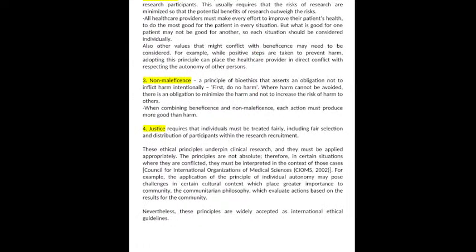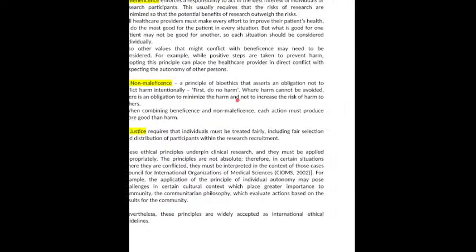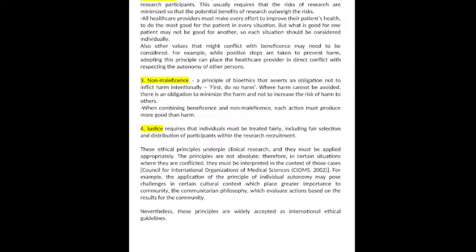Number three, ethical principle number three, non-maleficence. This principle of bioethics asserts that there is an obligation not to inflict harm intentionally. First, do no harm. So when harm cannot be avoided, there is an obligation to minimize the harm and not to increase the risk of harm to others. When combining beneficence and non-maleficence, each action must produce more good than harm.